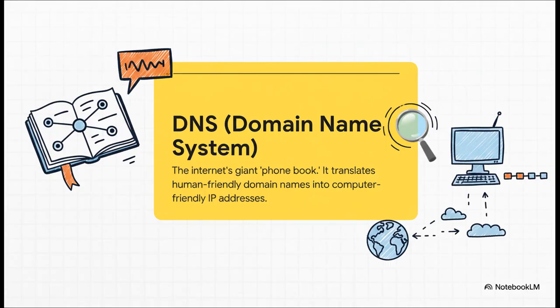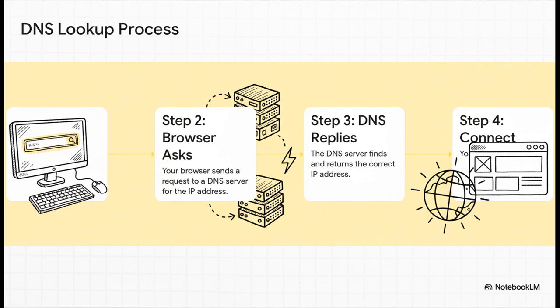And that's where something called the DNS, or Domain Name System, saves the day. Just think of it like the internet's giant phone book. You know the name you can remember, like youtube.com, and the DNS is the thing that looks up the actual number, the IP address that your computer needs. And this whole lookup happens in like the blink of an eye. You type youtube.com, your browser instantly asks a DNS server, hey, what's the number for this? The server shoots the IP address back and bam, your browser is connected to the right place. It's a super elegant and totally essential system.